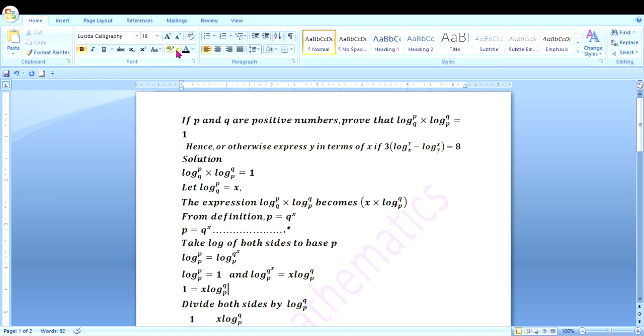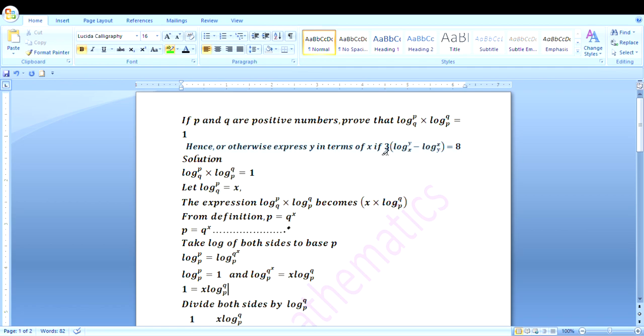In this virtual class, we shall be looking at some questions on logarithm. Here, say if P and Q are positive numbers, prove that log P to base Q times log Q to base P equals 1. Okay, we can see an inverse here. The base here is the log here, while the log here is the base here.